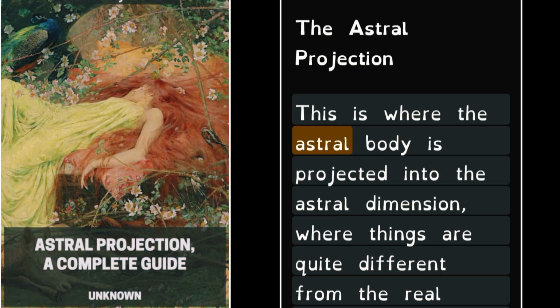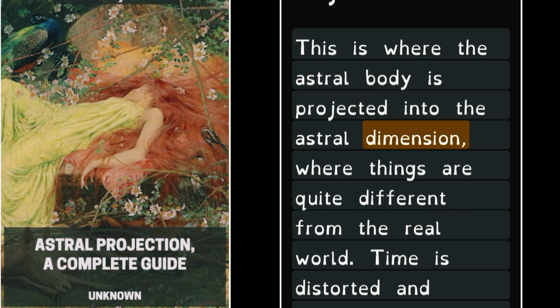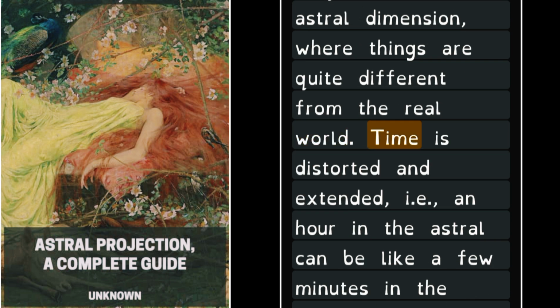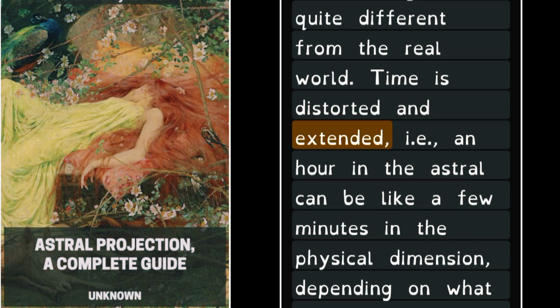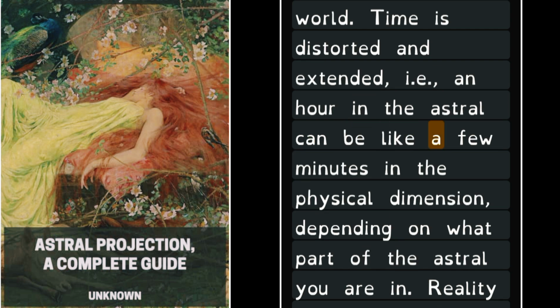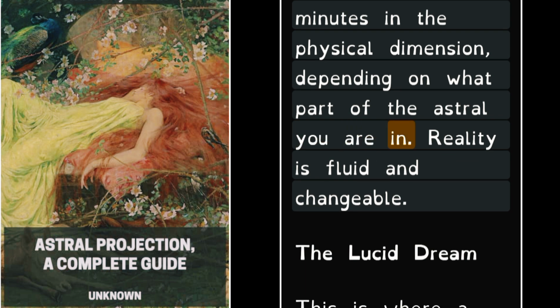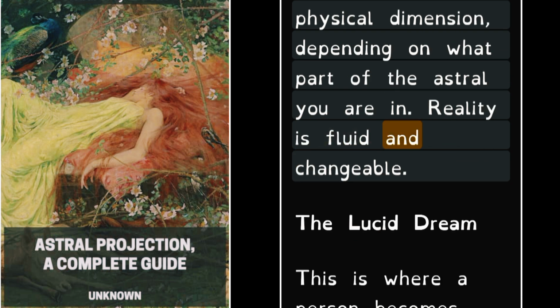The astral projection. This is where the astral body is projected into the astral dimension, where things are quite different from the real world. Time is distorted and extended. That is, an hour in the astral can be like a few minutes in the physical dimension, depending on what part of the astral you are in. Reality is fluid and changeable.